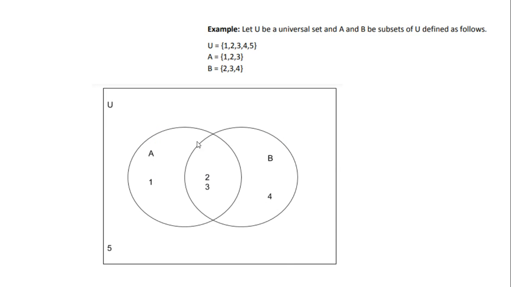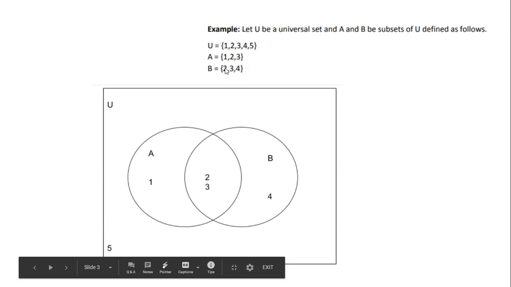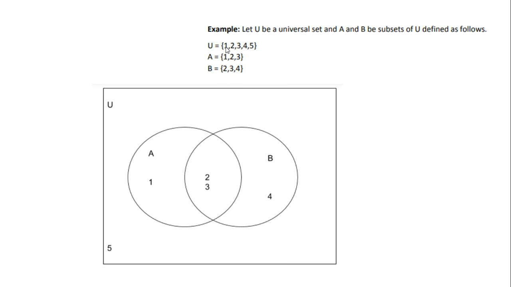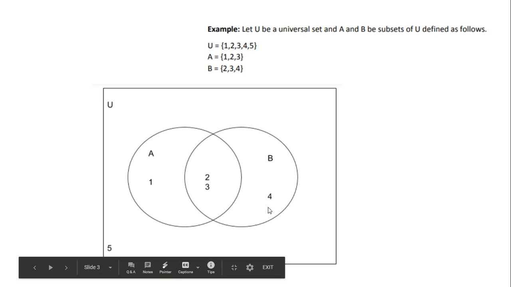Now, I organized everything in a Venn diagram for you here. We have the whole universe, which is our big box, and then we have our elements that are inside of it. You can see that 1, 2, 3, 4, and 5 are inside of this big box. Now, you have the set A, which is 1, 2, 3, and you can see that 1, 2, 3 is inside of A, and you have 2, 3, 4, which is the elements inside of B.